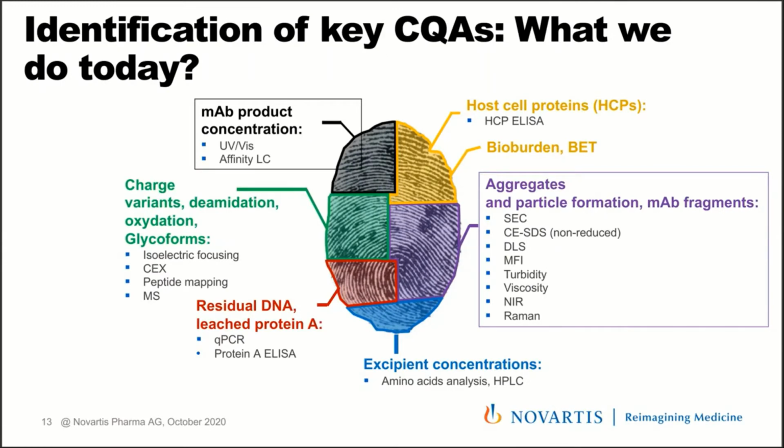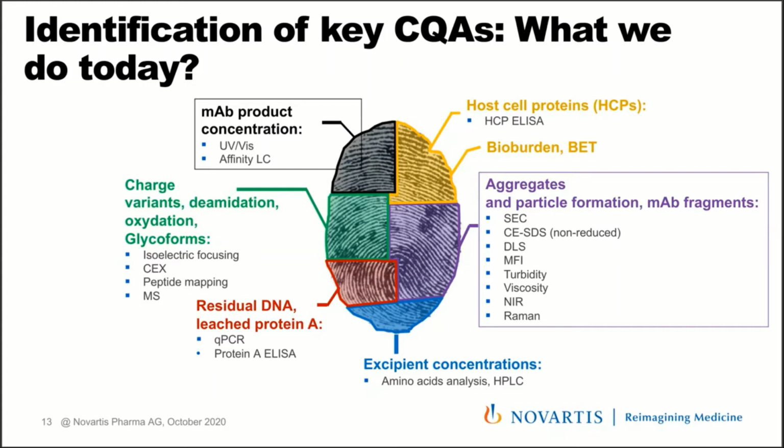Just shortly, what are the quality attributes which we are looking at? Of course, we have many different quality attributes on the downstream. The most important one is product concentration. Currently we use UV-Vis methods or affinity liquid chromatography assays. Then for different charge variants, glycoforms, and oxidation, we have many different techniques. The same is true when we would like to monitor our impurity profile, like aggregates, particle formation, and fragments. We have a tool set of different techniques, which are not non-destructive. They are completely destructive on your sample, so there is already one limitation from that.